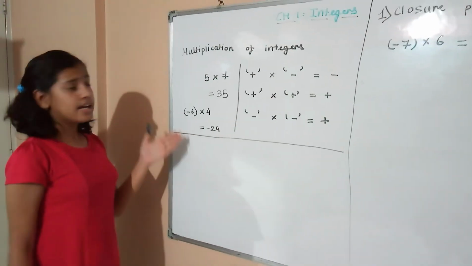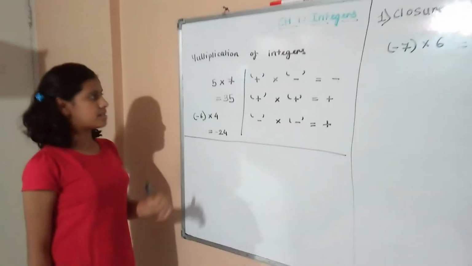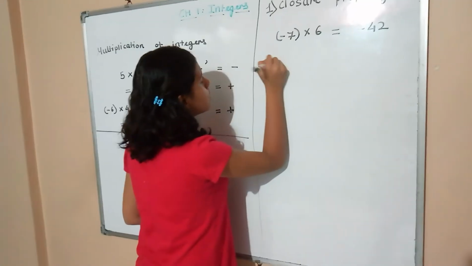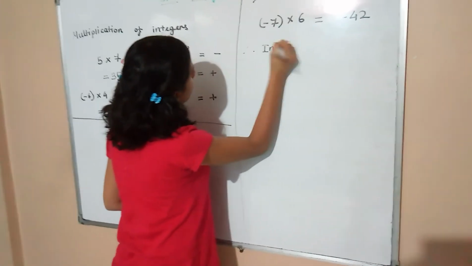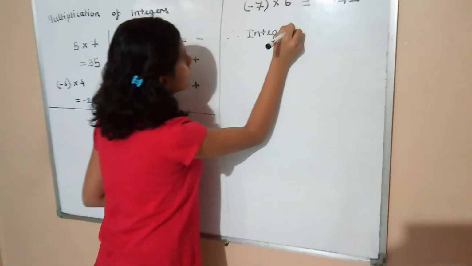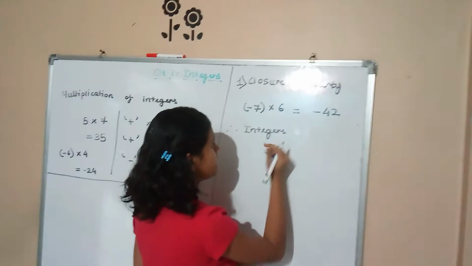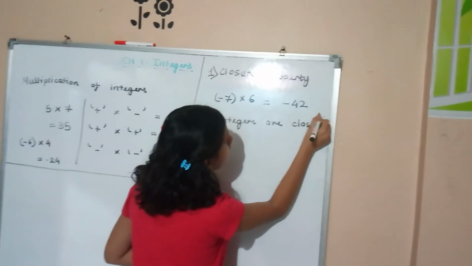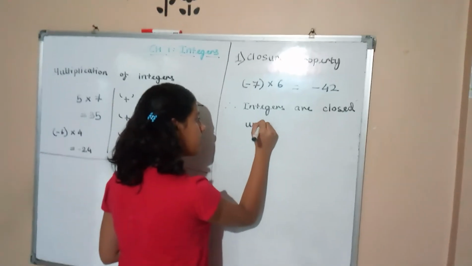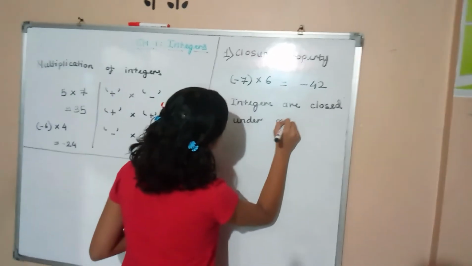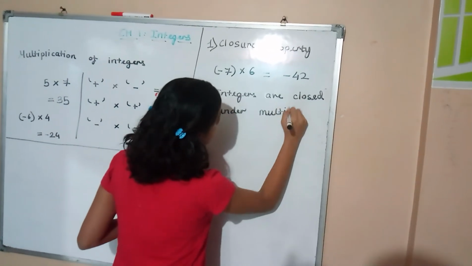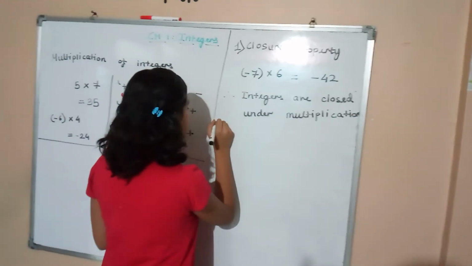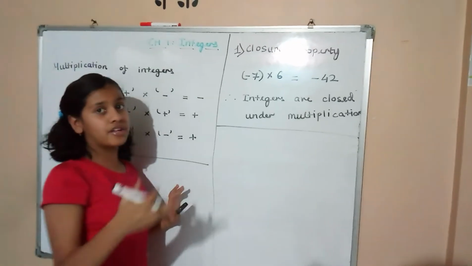Over here also we have seen that I'm getting an integer as my answer, and we can also see this over here. So we can say that integers are closed under multiplication. This is quite easy to understand if you have watched my earlier video. And if you have not, don't forget to click on the link I have given in the description.